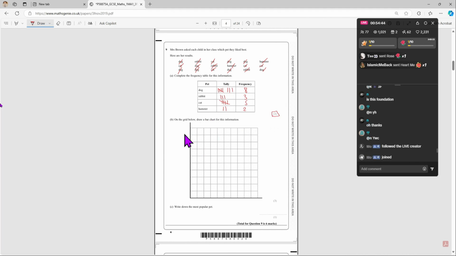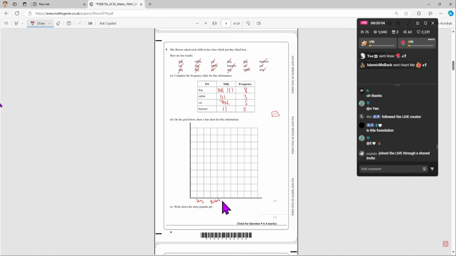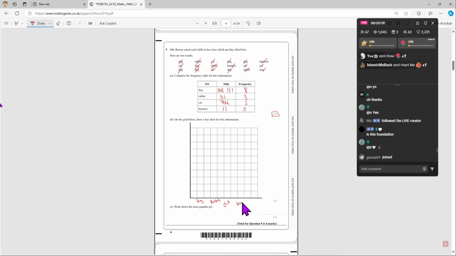Now on the grid, you have to draw a bar chart. For this bar chart, you have to label each of the axes and then draw each individual bar. The first thing you would do, you know that the frequency is going to go over here, and then the pet is going to go on the x-axis. So we're going to have the dog here, and then the rabbit on this one, cat here, and then hamster in this one.